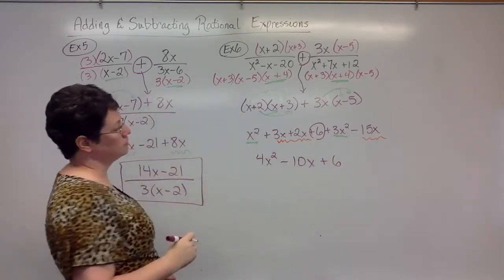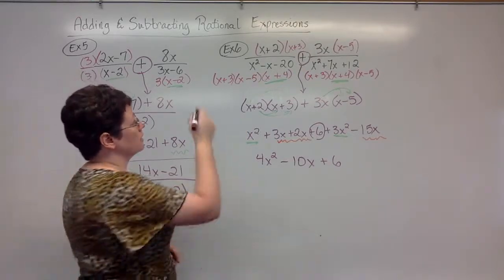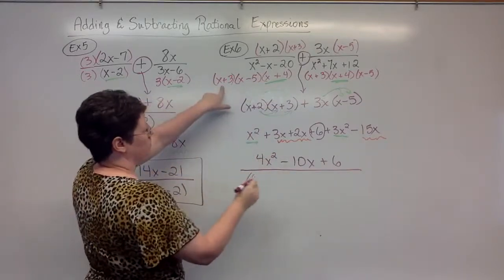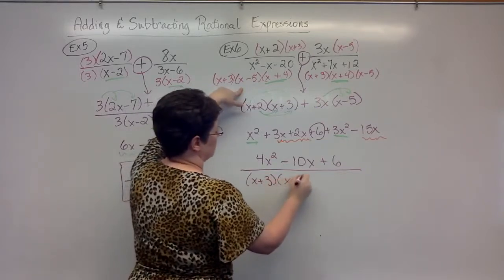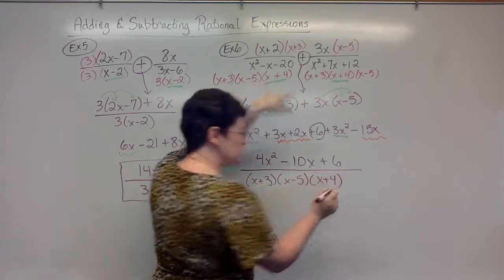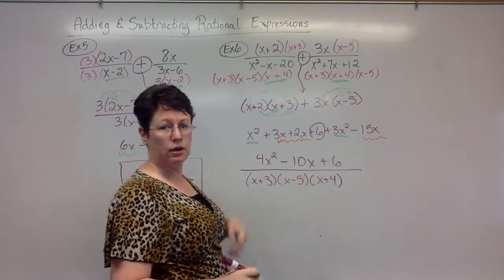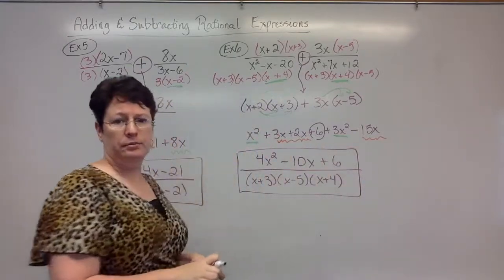Okay. You could go through and pull out a 2, right? But it's not going to factor to any of that mess. So we're just going to write it down. We've got to write all 3 of them. X plus 3, x minus 5, x plus 4. Does it matter which order I write these in? No, it doesn't matter as long as I remember to include all of them.